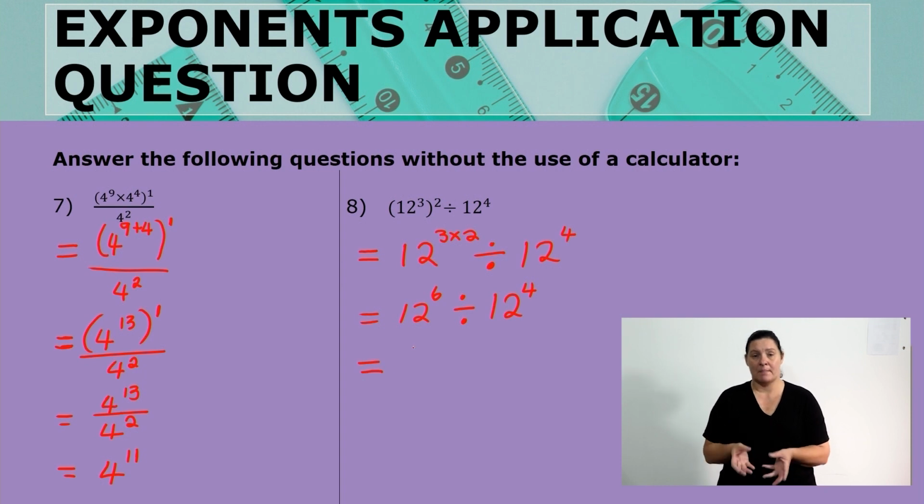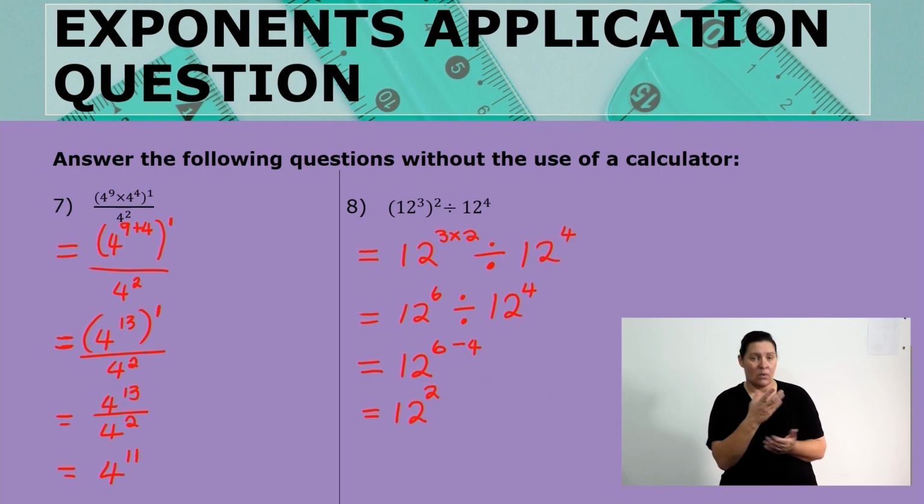And then that will give us 12 to the exponent 6 minus 4. And our answer there is going to be 12 to the exponent 2. And of course, as you've seen, we can break it down further. But that is our answer for that question.